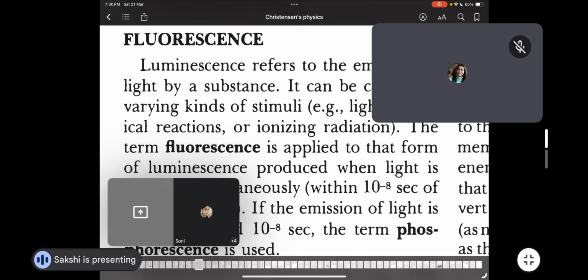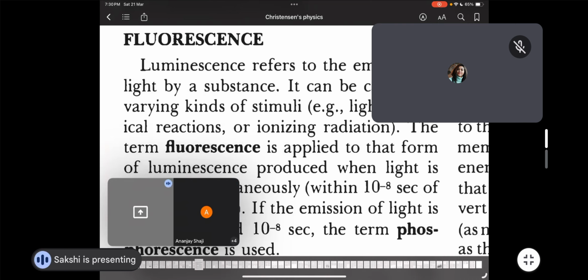Okay, now the topic is fluorescence. So you tell me what exactly is fluorescence? The light is emitted within 10 raised to minus 8 seconds. It will cause fluorescence. Okay.